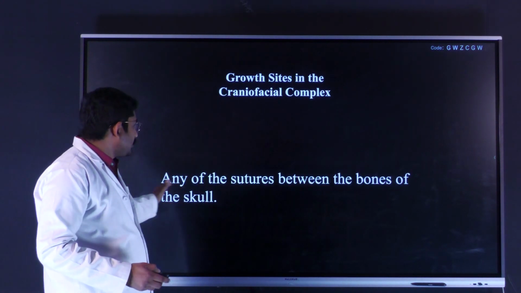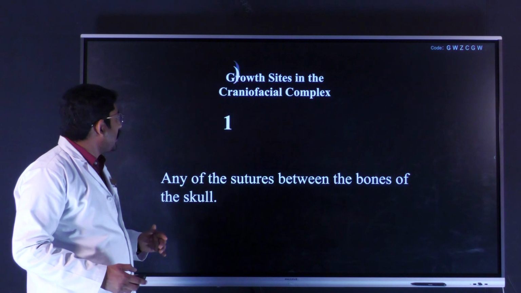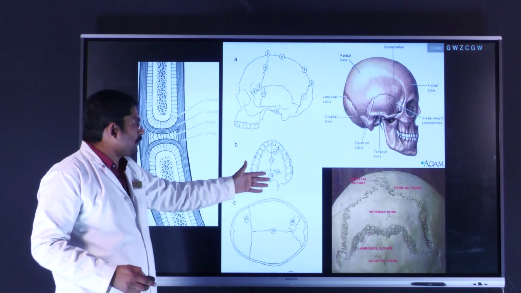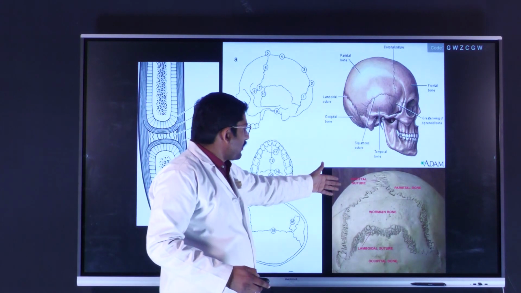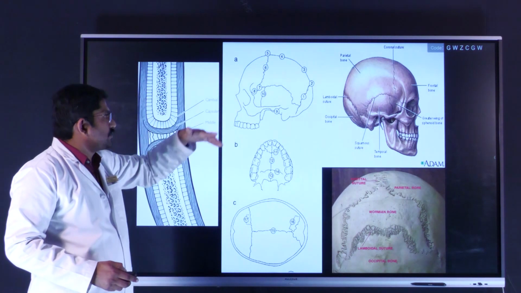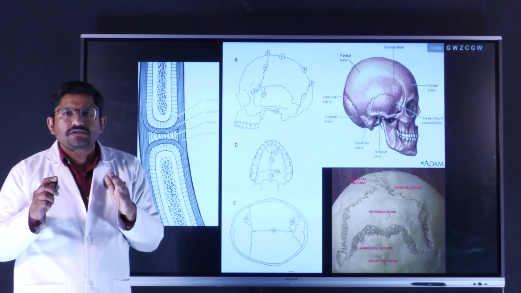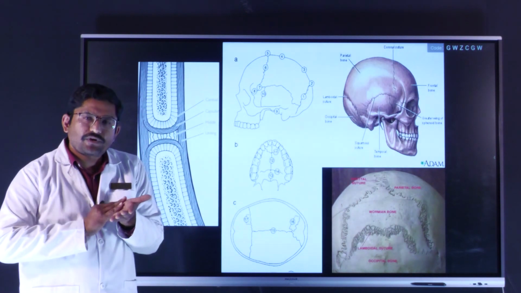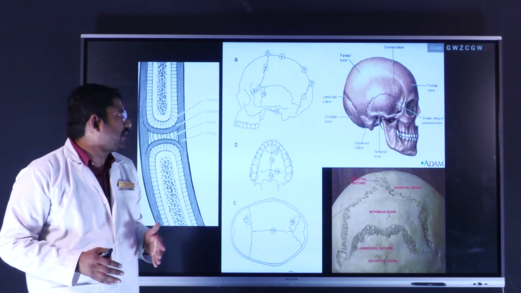Now, all the sutures between the bones of the skull are cranial sutures. There are so many: the lambdoid suture, between the parietal and the Wormian bone, the frontal sutures, the mid-parietal sutures. These are sites of growth, and definitely growth happens because there are a lot of potential bone cells at the sutural level.